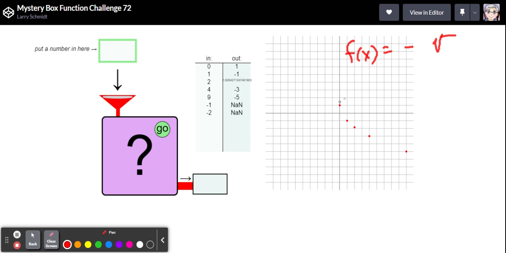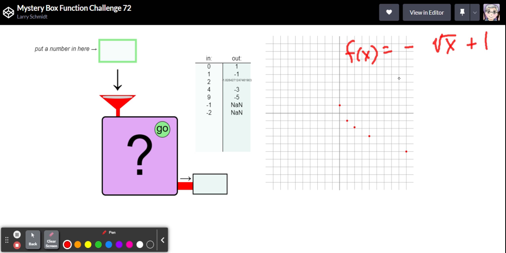Definitely, this is the wrong place for what I think of as the beginning of the function. If this was just the square root of x, or even just negative the square root of x, if I put in a 0, I should get out 0. It looks like we're up 1 from the origin. So let me go ahead and put an x in there. This has been raised up 1. So I think we're adding 1.